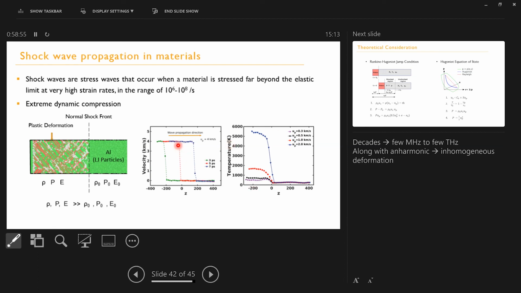This is still a work in progress. What happens is we set up a shock wave at one end of the simulation cell. And this is a simple example of aluminum, okay, modeled as Lennard-Jones particles.